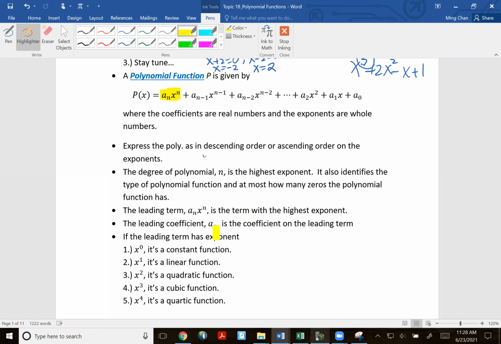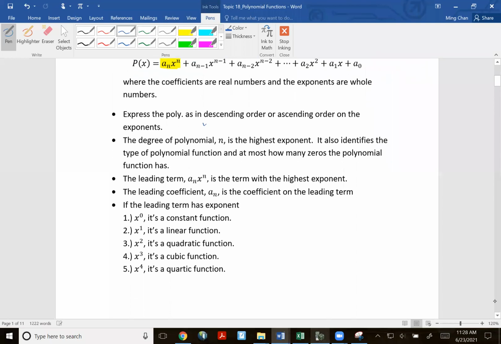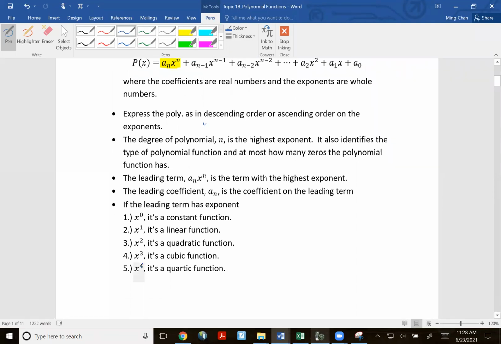If the leading term has exponent x to the 0 power, that is simply a constant function, because anything to the 0 power is just 1. But it is also considered a polynomial function, believe it or not. x to the first power is called a linear function. Squared is called quadratic. x to the third power is a cubic function. If the highest exponent is 4, it's called a quartic function. Anything higher than a 4th power, we actually do not name them anymore.